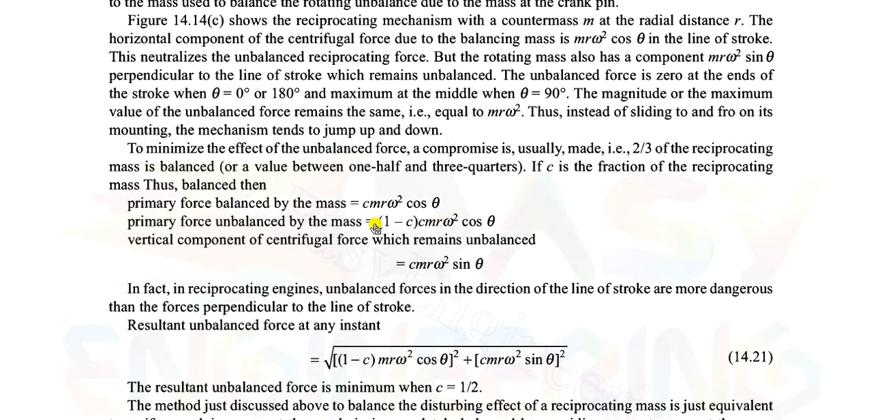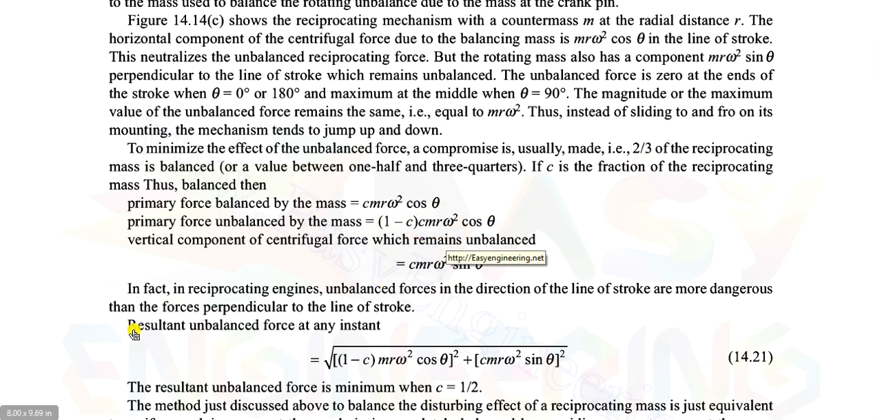So this is the unbalanced force along the line of stroke, and this is the unbalanced force perpendicular to the line of stroke. In a reciprocating engine, unbalanced forces in the direction of the line of stroke are more dangerous than the forces perpendicular to the line of stroke. So this one is not that dangerous, this force is more dangerous.